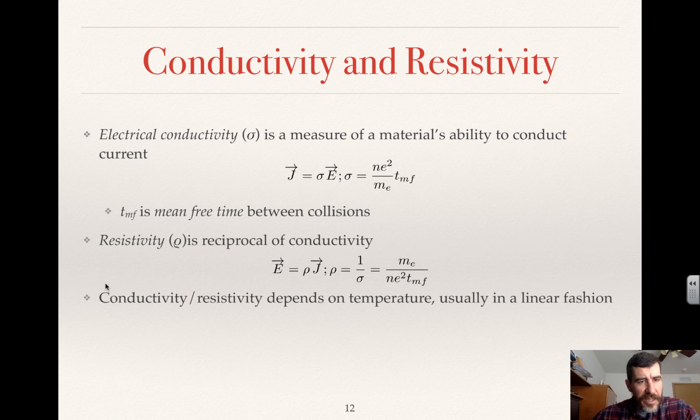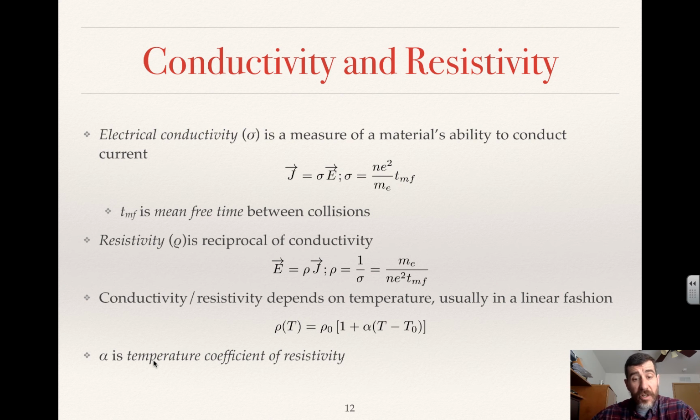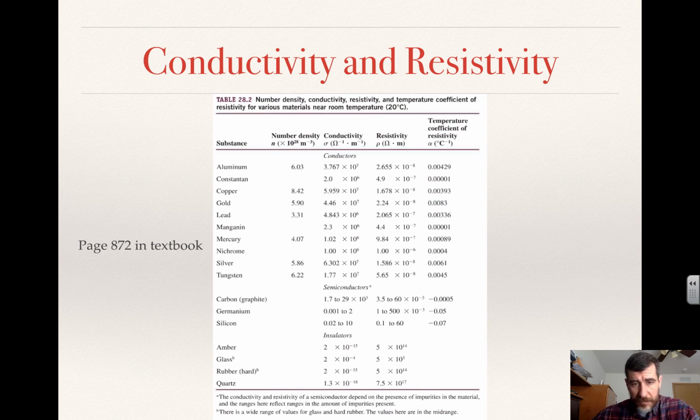And generally, the conductivity and the resistivity depend on the temperature, and it's usually a linear relationship. Let's just look at the resistivity: the resistivity at some temperature T is equal to some reference resistivity rho 0 times 1 plus alpha times (T minus T0), where T0 is some reference temperature, and T is the temperature you're interested in, and alpha is known as the temperature coefficient of resistivity.